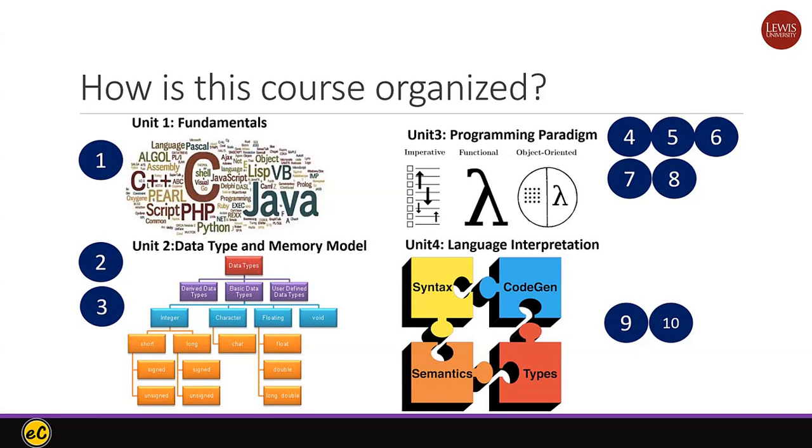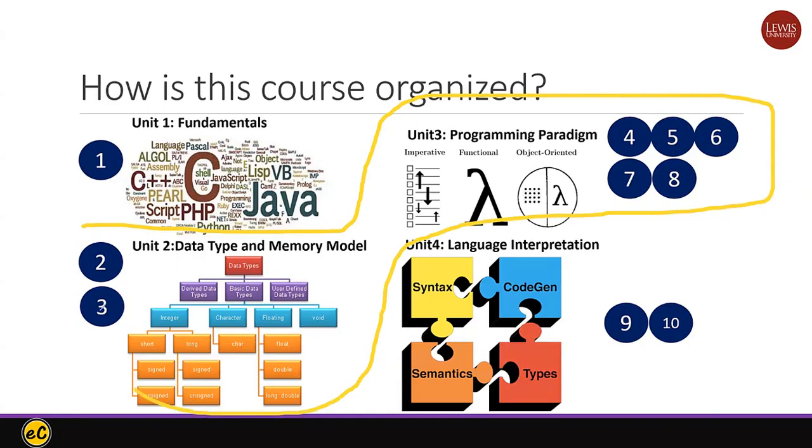One thing I need to mention is that when we talk about Unit 2 and Unit 3, in this course we are using Python as the main example. Why Python? Why am I not using another language? Actually, Python is a good candidate.